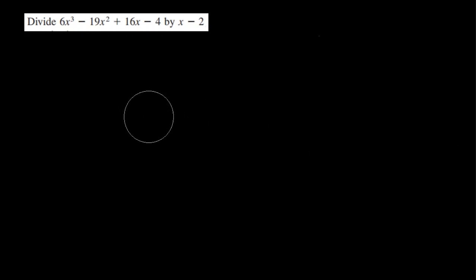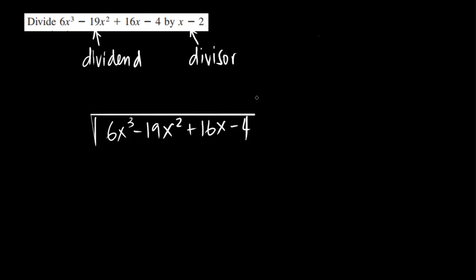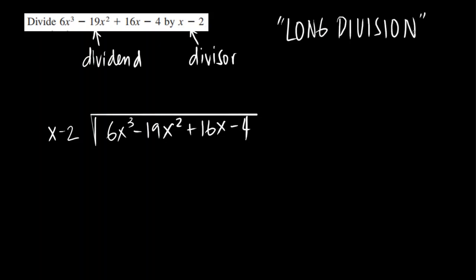Now we have here 6x cubed minus 9x squared plus 16x minus 4 divided by x minus 2. Just a reminder, this is going to be your dividend and this is your divisor. Okay, now 6x cubed minus 19x squared plus 16x minus 4, divided by x minus 2. As you can see, the first method that I'm going to show you is the long method. So long division, long method.